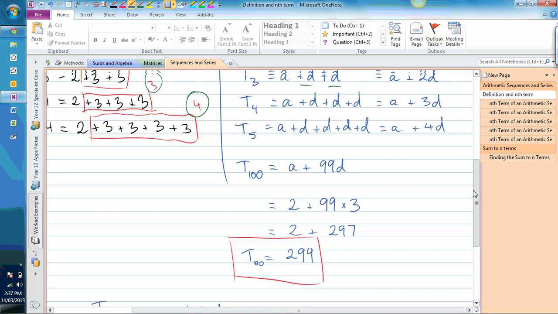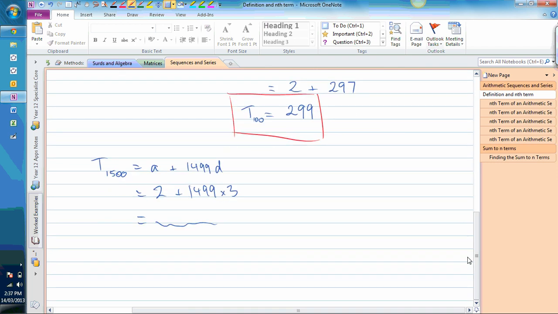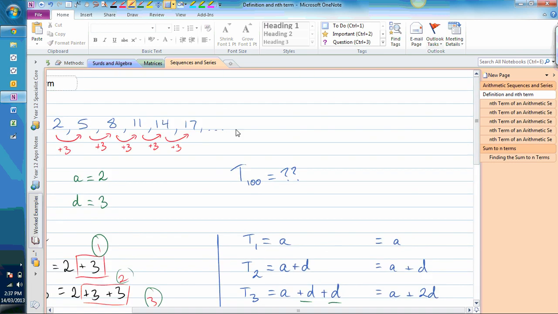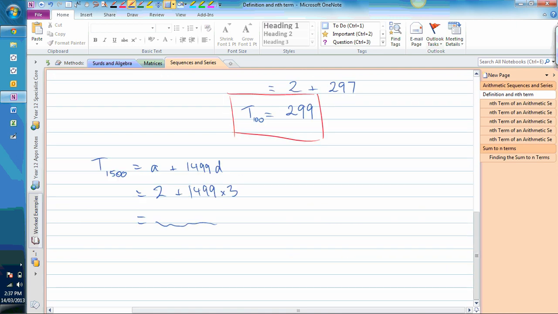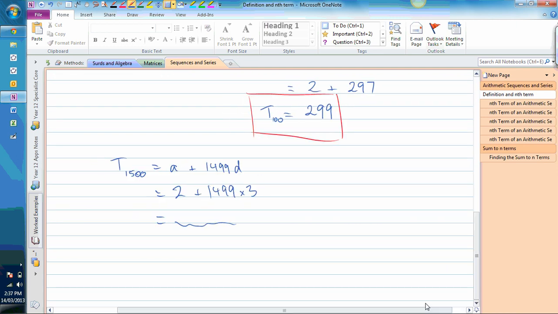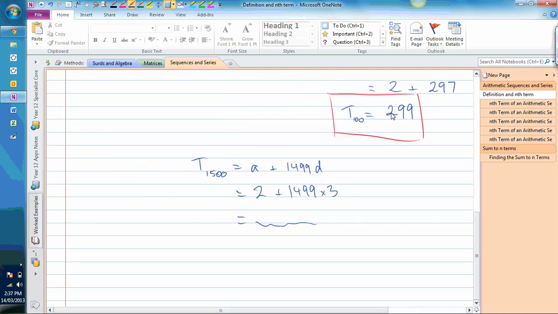I'm not so concerned about what that is. But the point is I can find any numbered term that I like in this sequence without having to calculate the whole sequence before it. I'm just going to do one more short video on this, and we're going to look at this result and generalize it a little bit using algebra.